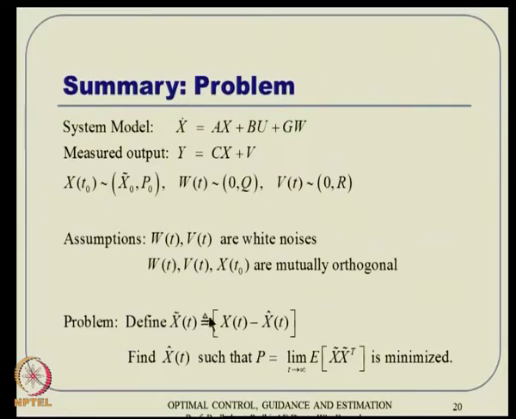Then you define the error in the state, x tilde of t equals x of t minus x hat of t, where x hat is the estimate of x, and our interest is to find x hat of t such that P, in the limiting sense, that means steady state P, limit t tends to infinity of expected value of x tilde x tilde transpose, is minimized. So steady state P has to be minimized.